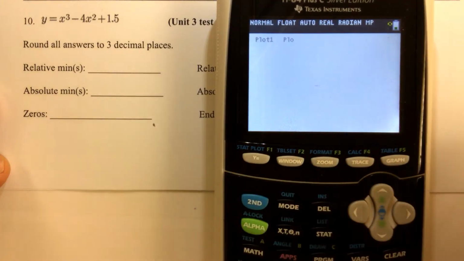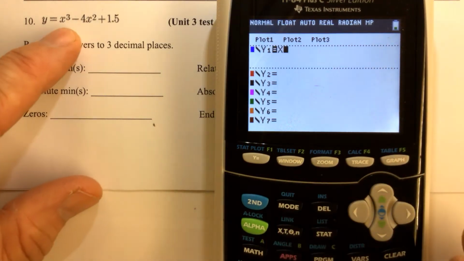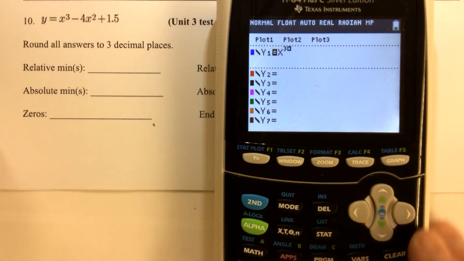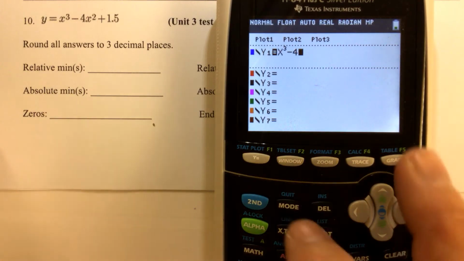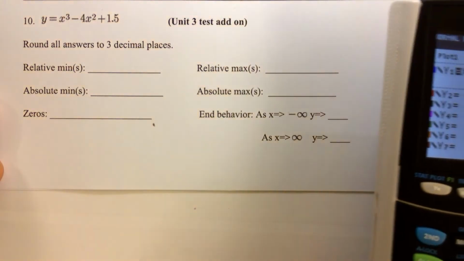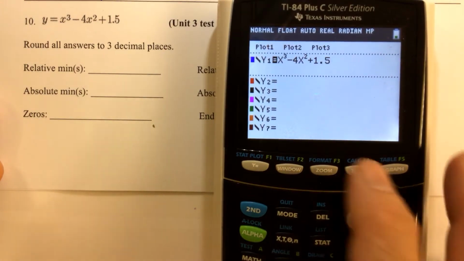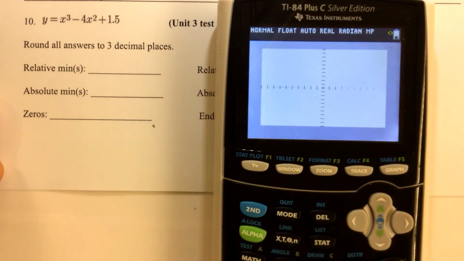Anyway, you're going to first go to the y equals, and you're going to type in this function here, x cubed, so that's x up caret 3 minus 4x squared plus 1.5. Since you're trying to find relative mins, maxes, and zeros, we're going to need to graph that. I'd push zoom 6 to see if I can find that graph in my standard viewing window. And yes, we got the graph in the standard viewing window.